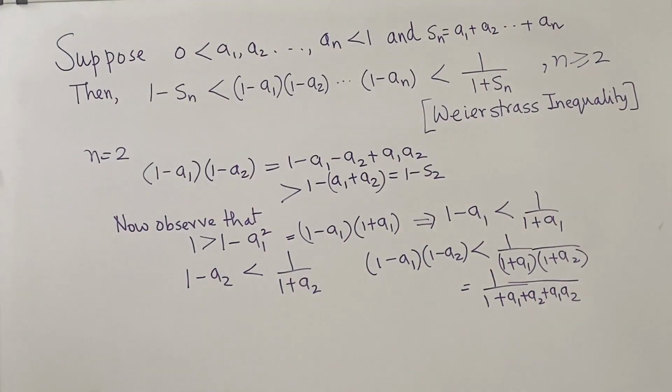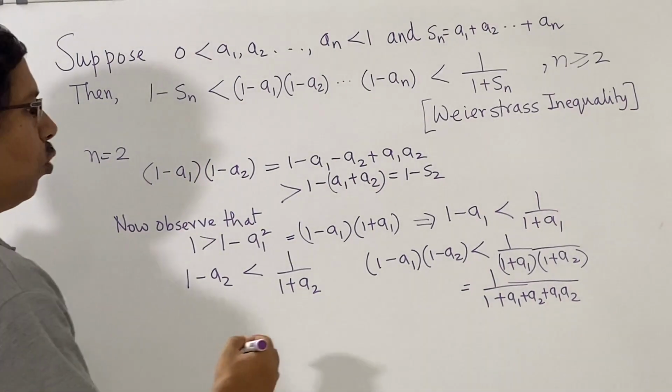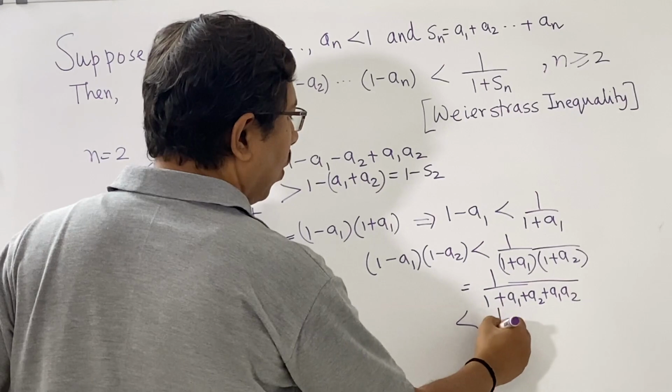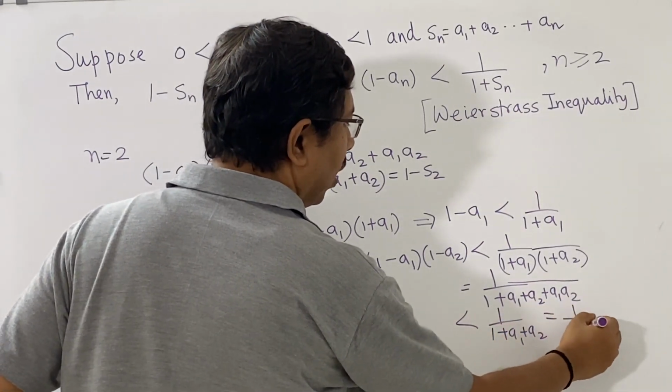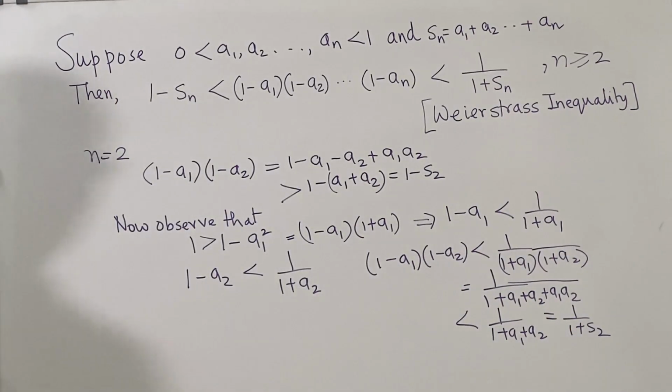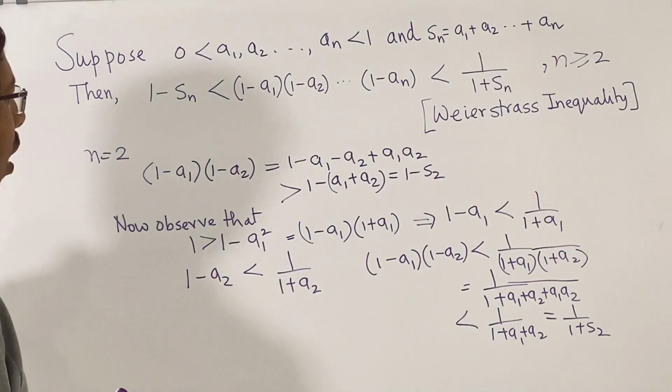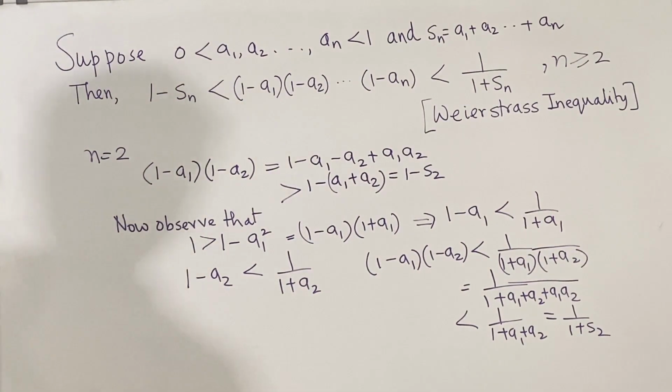Now a1 a2 is a positive number, so if we omit that, that quantity will actually be less than 1 by 1 plus a1 plus a2, which is 1 by 1 plus s2. So we have done it for the case n is equal to 2. Now let us assume it to be true for n is equal to k, and we will then prove it for n is equal to k plus 1, and then by the principle of mathematical induction, we will conclude that this inequality holds for all n.